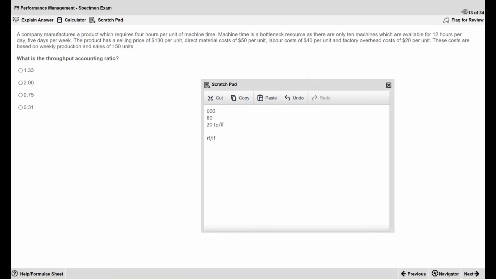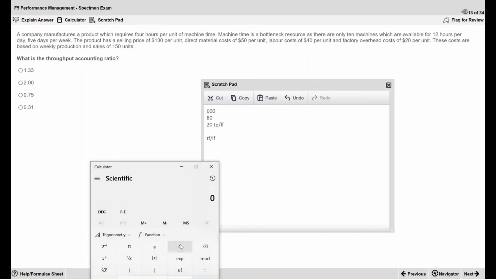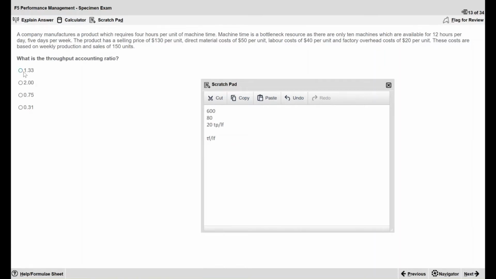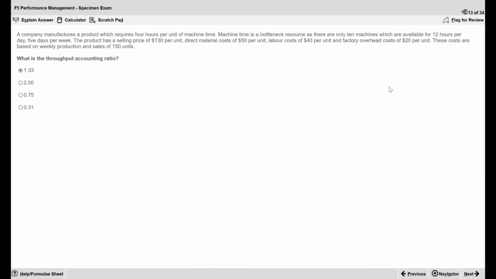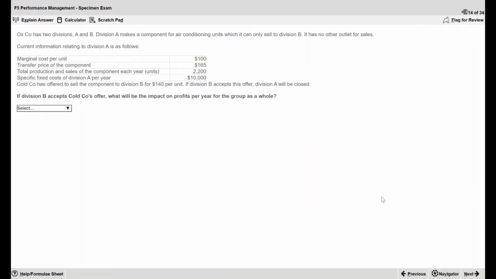So now when we take 20 divided by 15, it becomes 1.33, which is our TA ratio. Remember, when TA ratio is more than 1, the product is profitable. If it is less than 1, it's loss making.